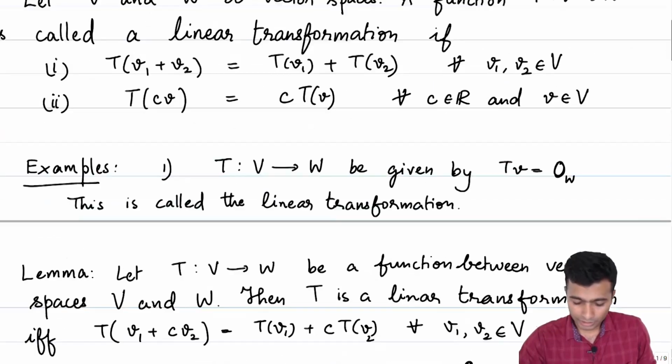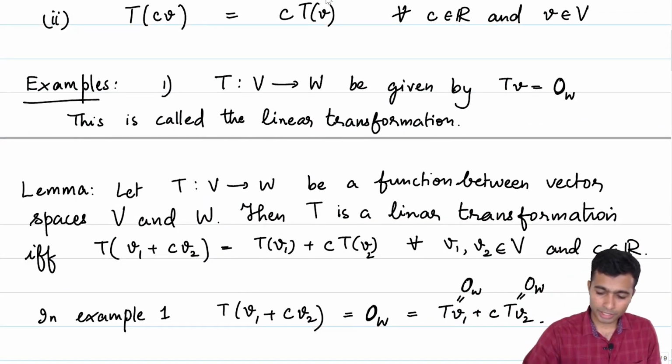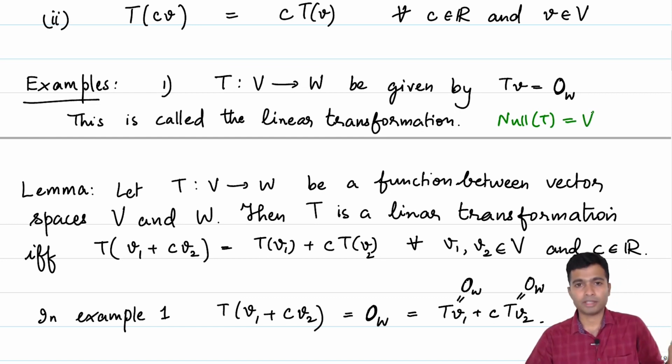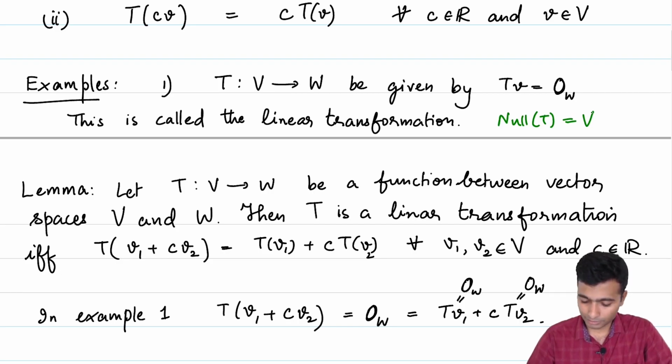So what would be the null space here? Let me just mark it in green. Here the null space, the null of T, will be the entire vector space V. Every vector is being sent to the 0 vector here, so it's the entire vector space, right?